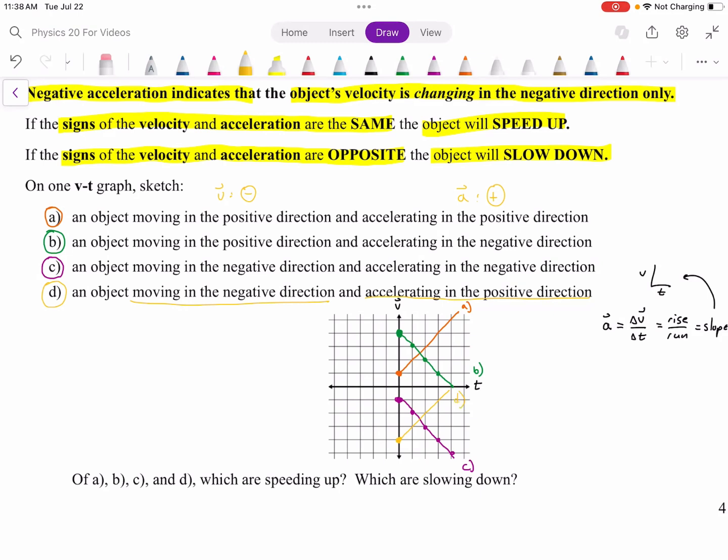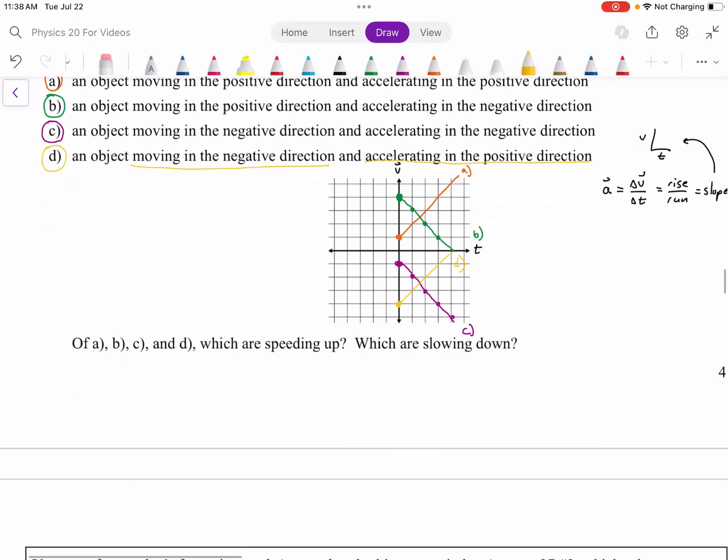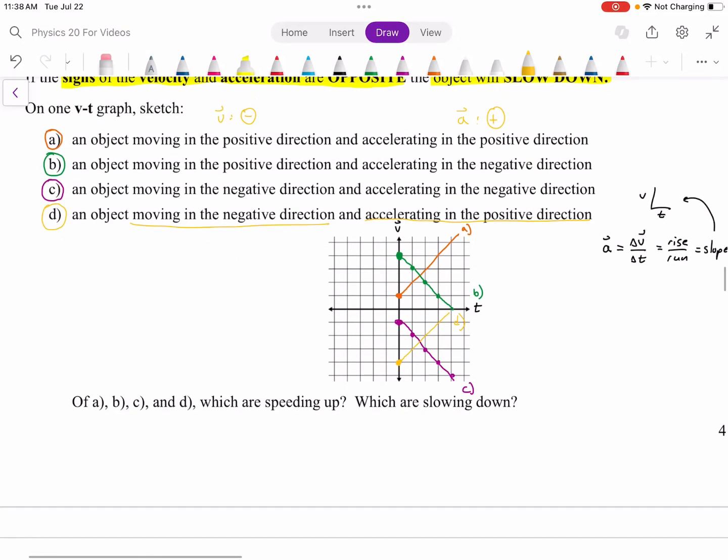Less negative. And sure enough, look at that. A positive slope, right? Positive acceleration. Since we started in the negatives and we have a positive slope, we're headed back towards a velocity of zero. In other words, we are slowing down. Okay, so we already kind of answered that as we went, but of A, B, C, and D, which are speeding up and which are slowing down?